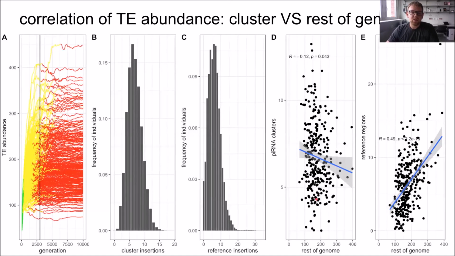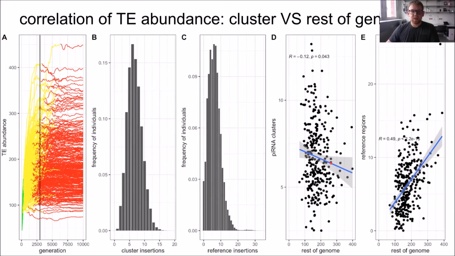Another feature that we can use to compare simulations against real data is the TE abundance. So we can correlate the abundance of TEs in piRNA clusters versus the abundance of TEs in the rest of the genome. And the same we can do also for some random control regions. And while for the random control regions we expect a more or less strong positive correlation, because these are just some random regions from the genome, this is not the case for piRNA clusters, where we rather expect no correlation or even a negative one.